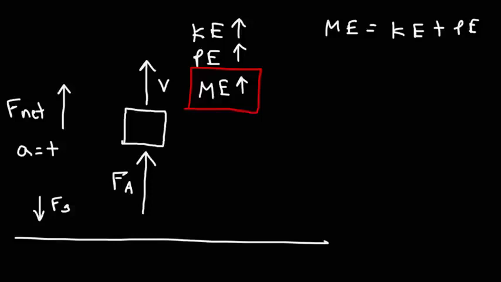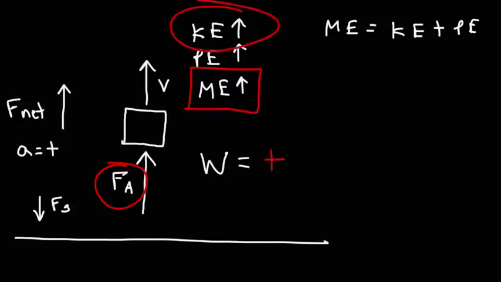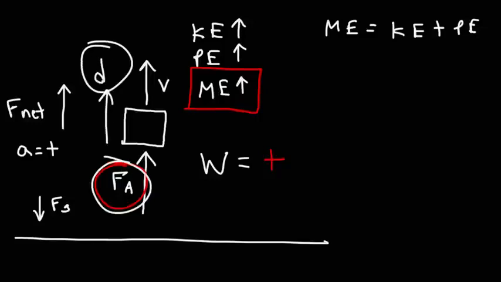So you're increasing the object's mechanical energy. Therefore, this action force is a non-conservative force. Mechanical energy is not conserved when an action force is acting upon an object. So the work done by this action force is positive because the object's kinetic energy is increasing. Also, this force is in the same direction as the object's displacement. So that force is doing positive work on the object.